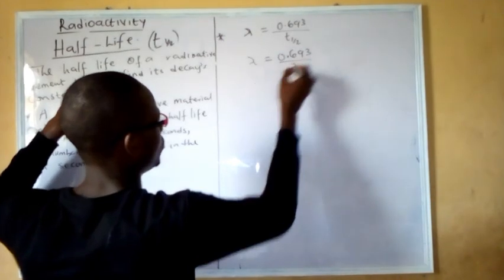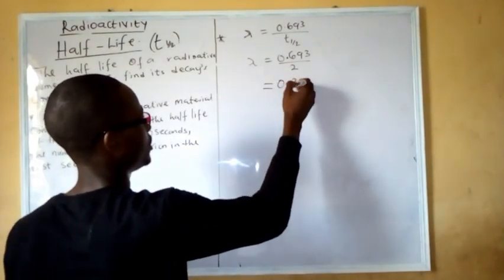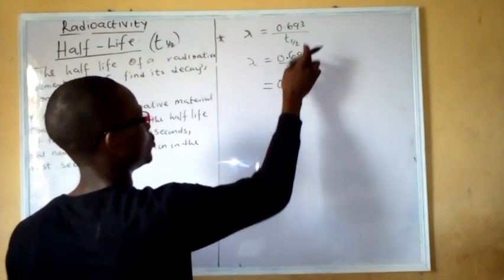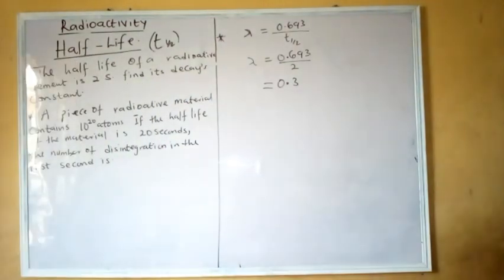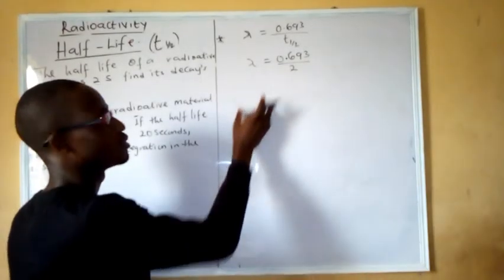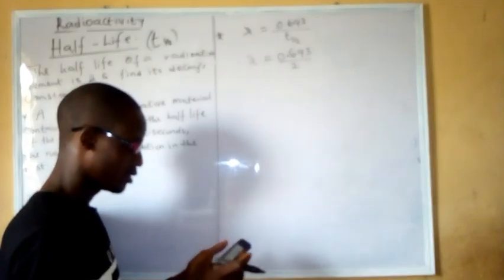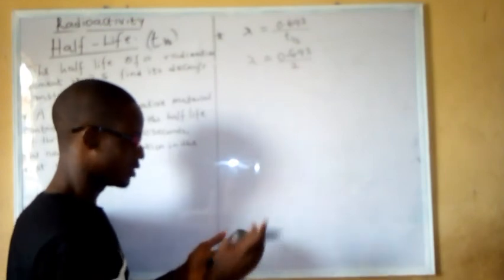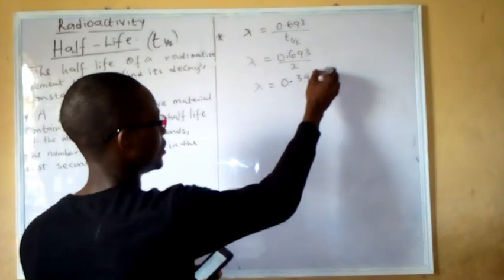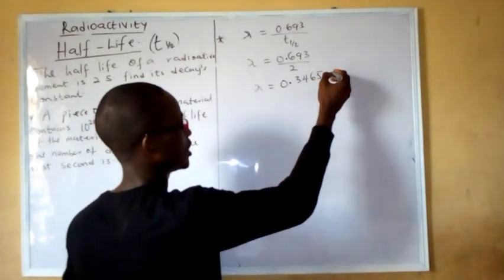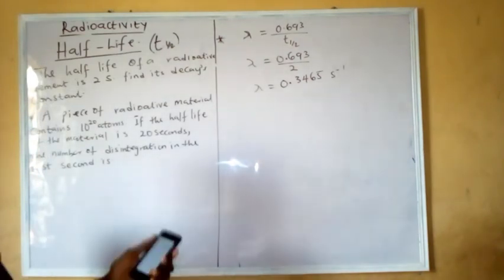So we're going to have 0.693 over 2, and the half-life now becomes 0.693 divided by 2, and that is 0.3465. The unit for decay constant is per second. So that is how to find the decay constant for that question.